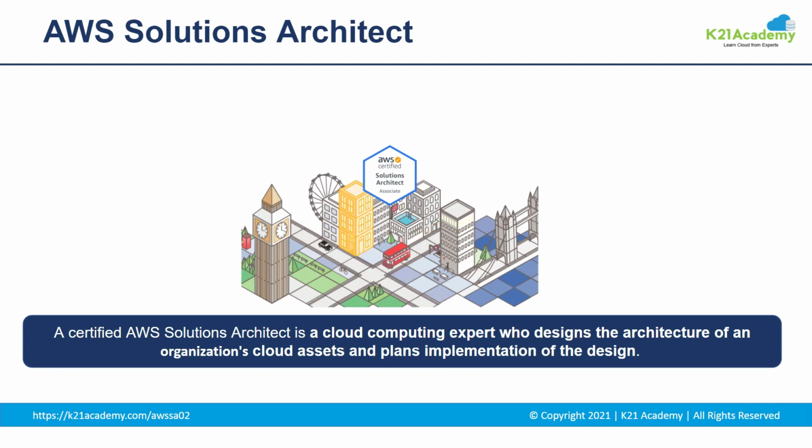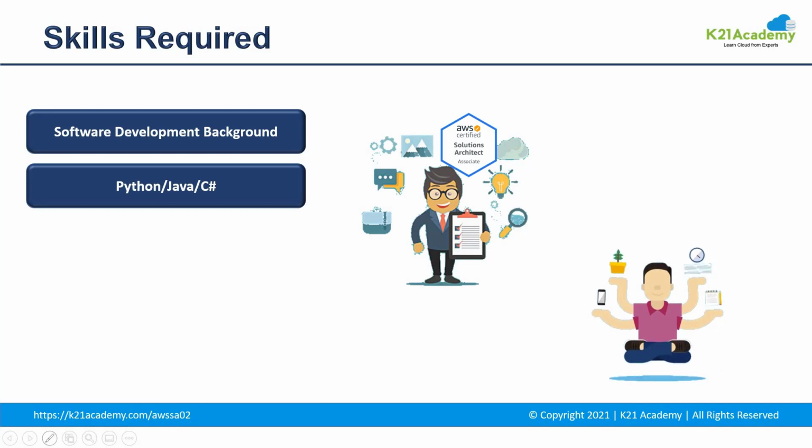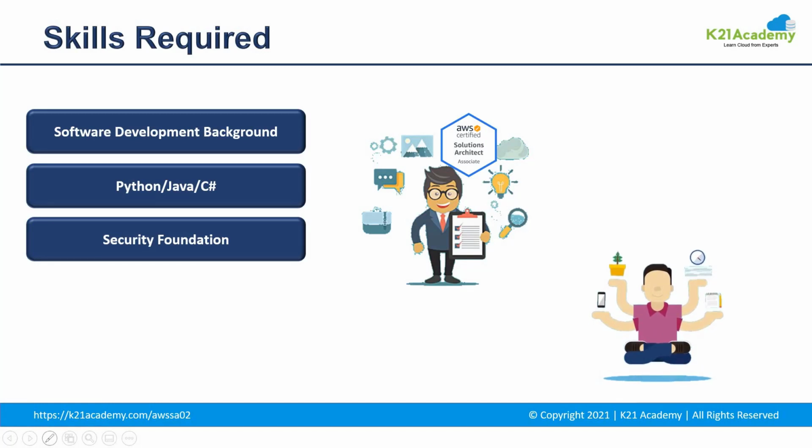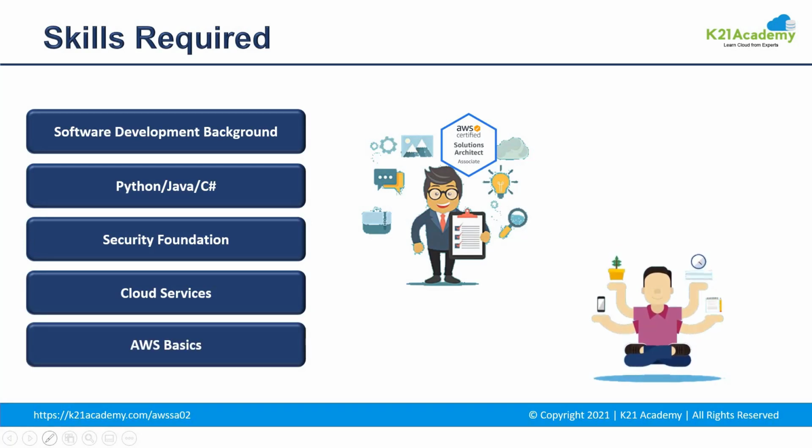Now, let us talk about some skills required by a solution architect. Most architects have a software development background. An efficient AWS architect should be able to write code in Java or Python or C#, or any other of the programming languages which have an official AWS SDK. Then comes the security foundations. From securing access to your AWS account to securing access to your data, AWS has several services and guidelines created specifically to help you make sure only authorized code and people are allowed to perform specific tasks. Coming up next, we have knowledge about cloud services, and of course, the AWS basics is a must.